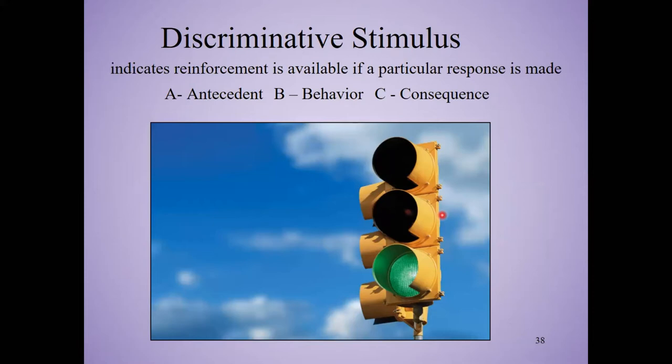For example, school deadlines are discriminative stimuli. And what do they tell you? Well, they tell you that's the time to do your paper before the deadline, because after the deadline, the professor is not going to give you credit for it. Another one: an open sign in the shop window. If it says open, I can go in and maybe get something that I want, but if it's not lit, well, there's no point in going up to the door because they're probably closed.